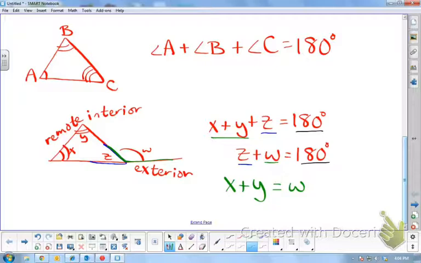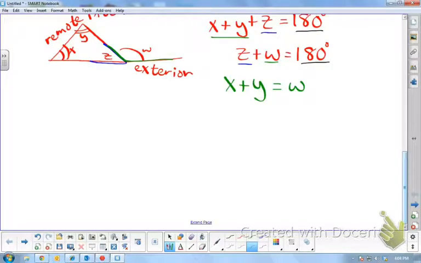And we're going to use that property to solve for X in some triangles, similar to the way we solved for X when we just had complementary or supplementary. Remember, complementary angles add to 90, supplementary angles add to 180.